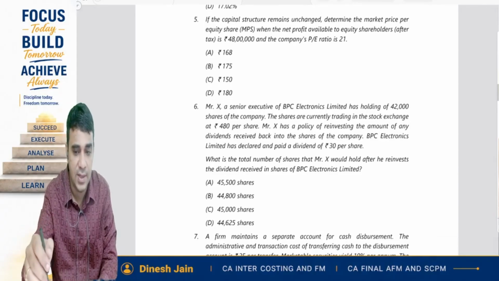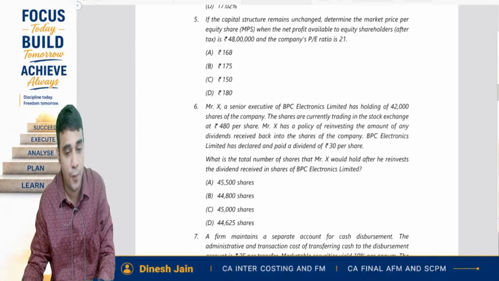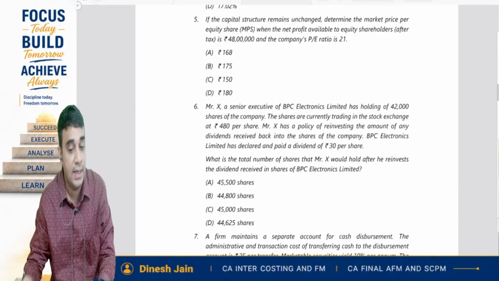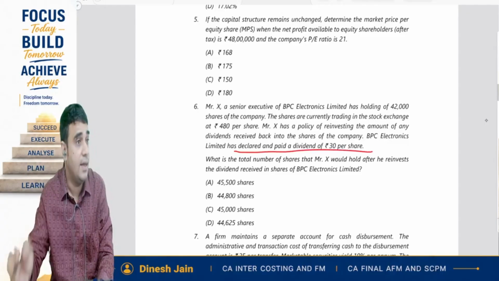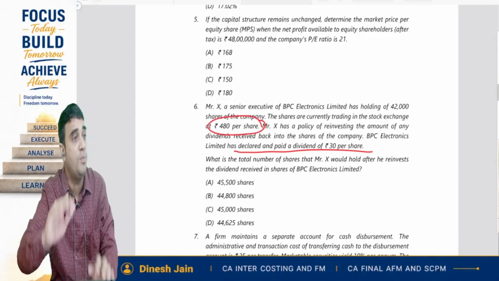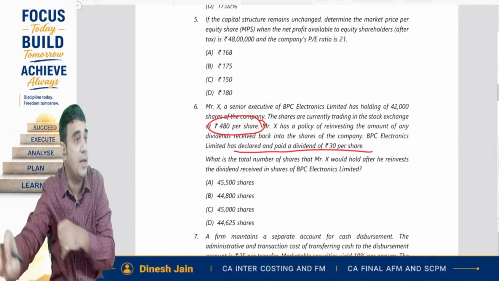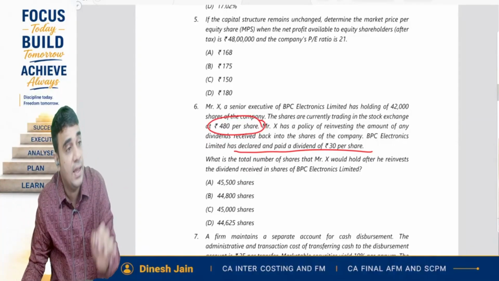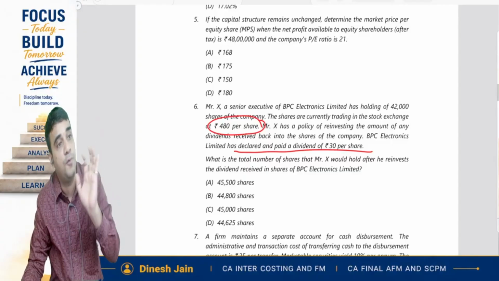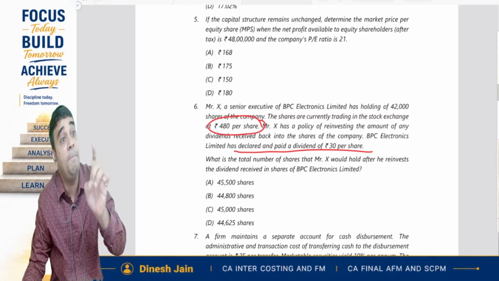Mr. A, a senior executive, has a holding of 42,000 shares. The shares are currently traded at 480. Mr. X has a policy of reinvesting the amount of dividend received back into the share. Declared and paid means this 480 is assumed to be after that fall. 480 is assumed to be after the fall.